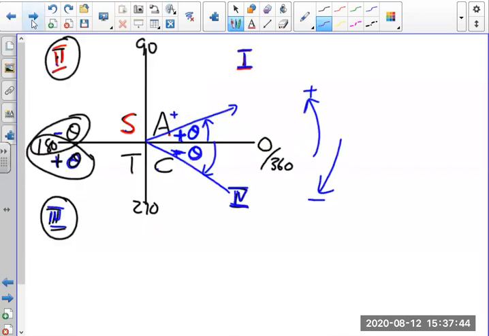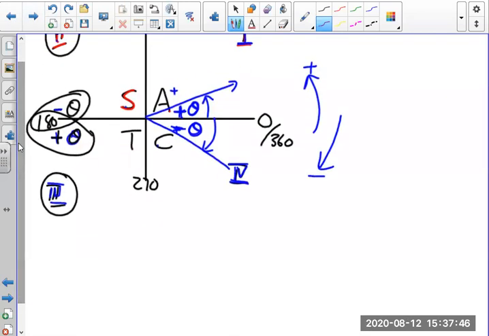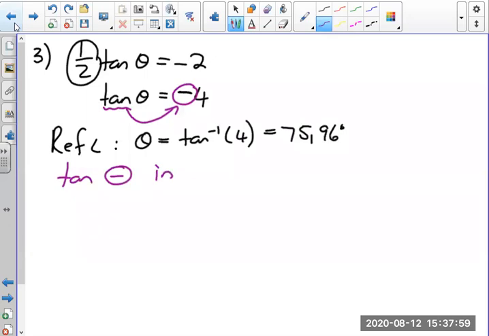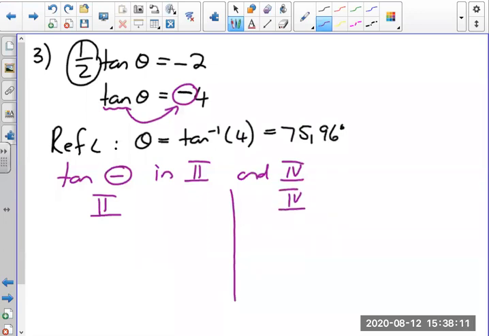Where's my set of axes? There it is. Tan is positive in quadrants 1 and 3, so tan is negative in quadrants 2 and 4. So you must say tan is negative in quadrants 2 and 4, and then you must do your sum for quadrant 2 and you must do your sum for quadrant 4.